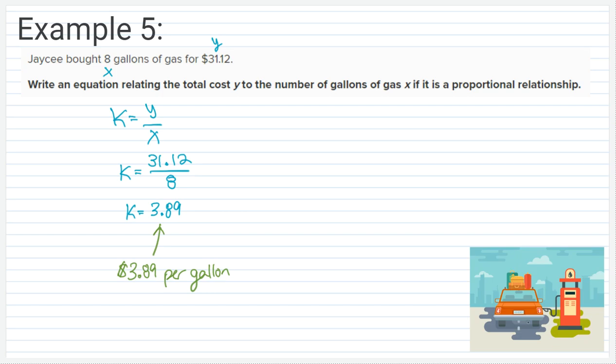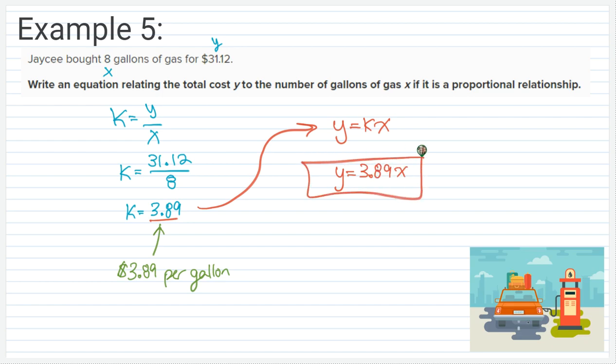But this is not in the form that we're looking for our proportional relationship. So we need to go to a part 2 where we're actually writing it in the form y equals kx. And so all we have to do is actually plug in what we found for k into this equation. So my final answer is going to be y equals 3 and 89/100ths x. And then that's it.